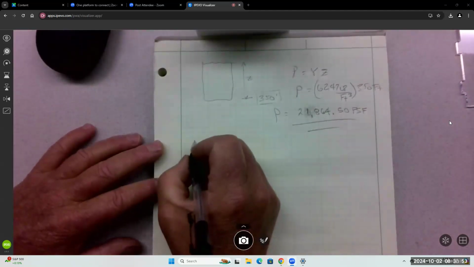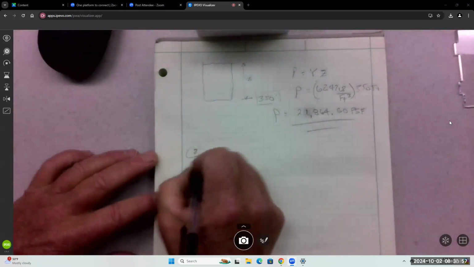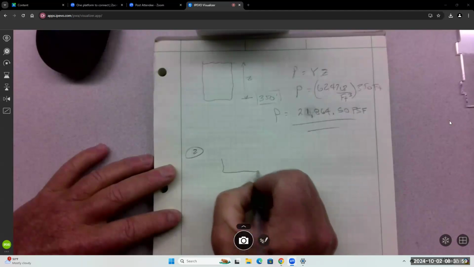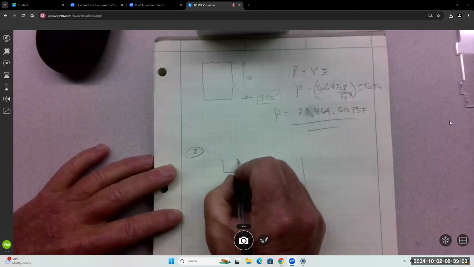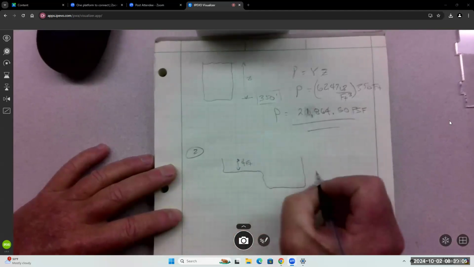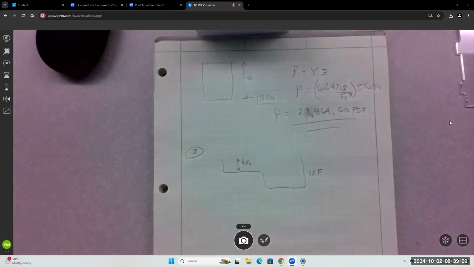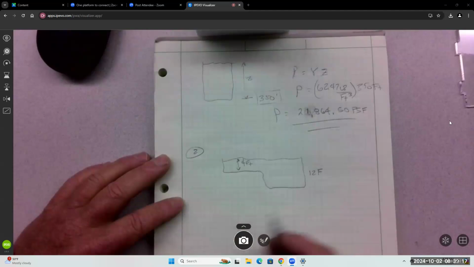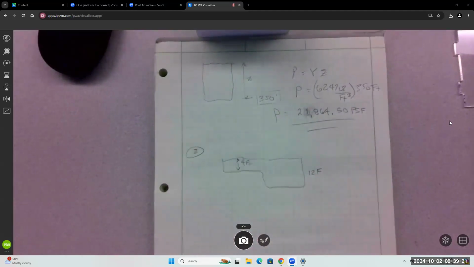All right, what was the next one we did? 2? 2 was a shallow and a deep. Yes. 4 feet and 12 feet. And what you had to do was calculate the pressure at both ends. Too easy. Any questions on it? Okay, good. What's the next one?